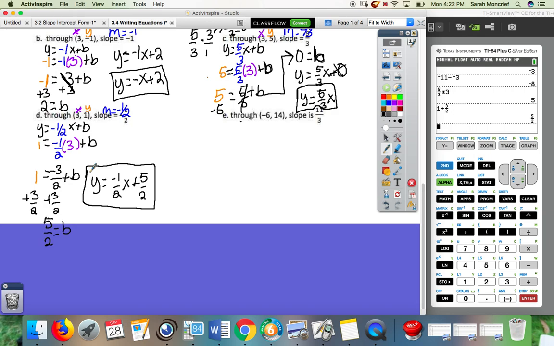All right, now let's look at E. E, we want to write the equation in slope-intercept form of a line that passes through (-6, 14) with a slope of 11 over 3. Now, first of all, my m is equal to 11 over 3 because that is my slope. And then I don't have a b, but I have an x, which is negative 6, and a y, which is 14. So I always just want to start with only plugging in my m first.